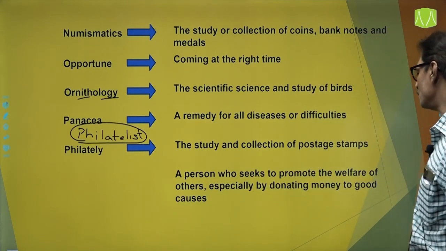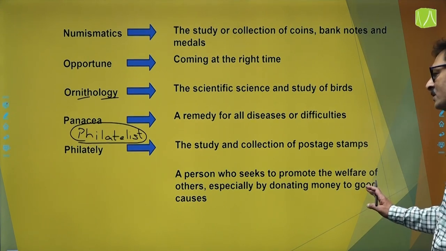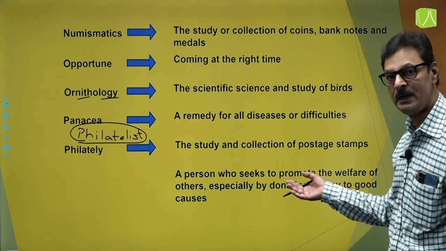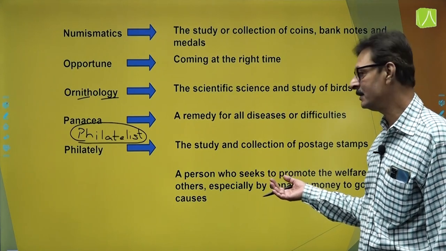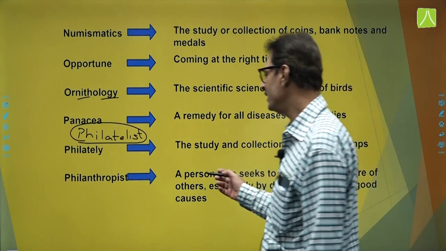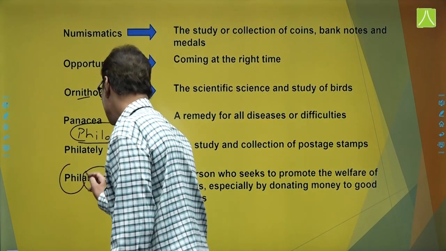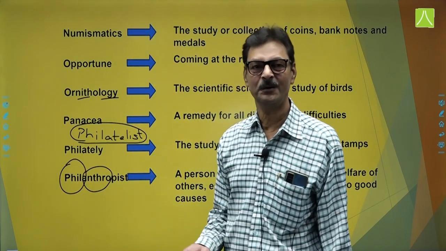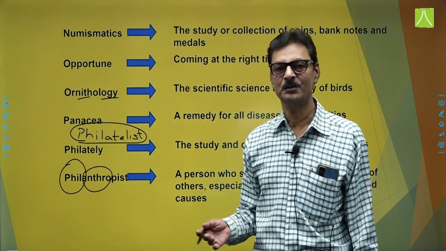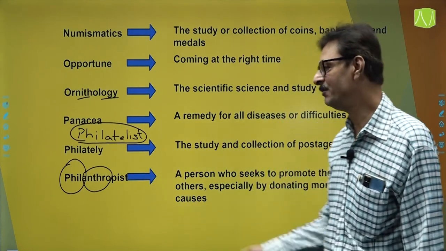A person who seeks to promote the welfare of others, especially by donating money to good causes, who does charity for the good of others, what will be the word? Philanthrope. Remember the roots. Anthrope is a root word for human beings. Phil is a root word for love. So one who loves human beings, one who works for the betterment of human beings is a philanthrope.